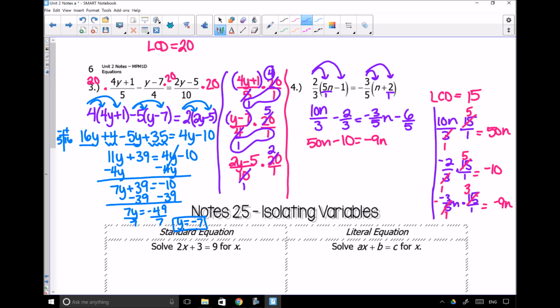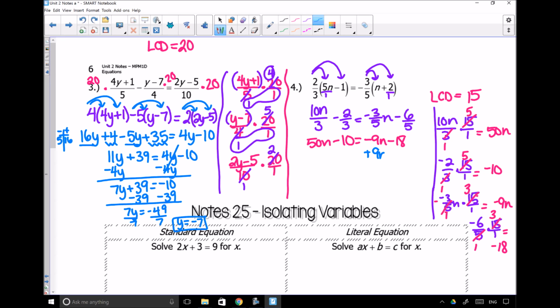Okay? And lastly, my last term that I have is negative 6/5. I'm going to multiply that by 15 over 1. When I look at this right here, 5 and 15 are both divisible by 5. 5 divided by 5 is 1. 15 divided by 5 is 3, so I end up getting negative 18. So I get negative 9n minus 18. Sorry, no n there. Okay, now I just go ahead and solve this equation like a normal equation.